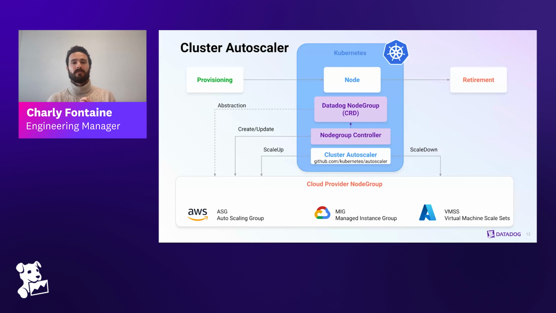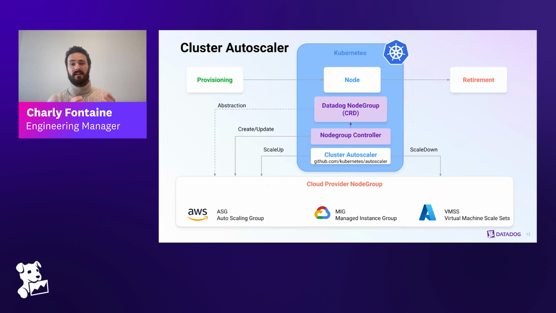So at a high level, it does the bridge between the Kubernetes cluster and the cloud provider's instances and resources. It can run in many cloud providers, and it needs to interface with what we call node groups. And these are specific to each provider. So for instance, in AWS, you have the autoscaling groups. In GCP, you have the managed instance groups. And in Azure, you have the virtual machine scale sets. And as many of you know, Datadog runs in all three cloud providers.